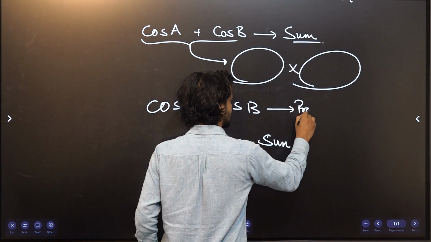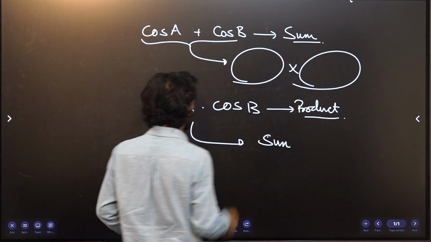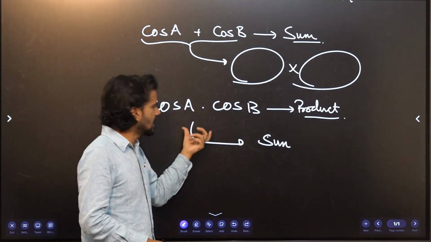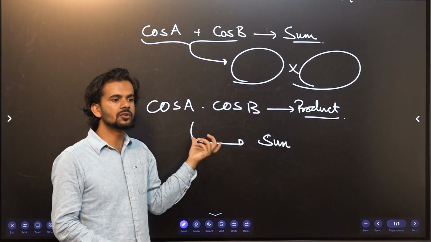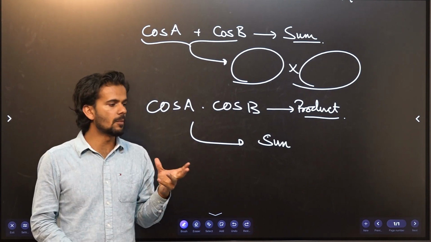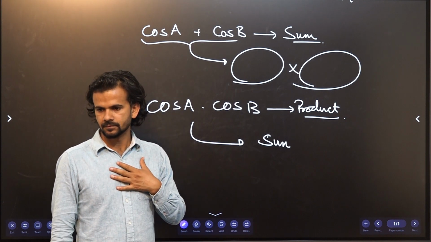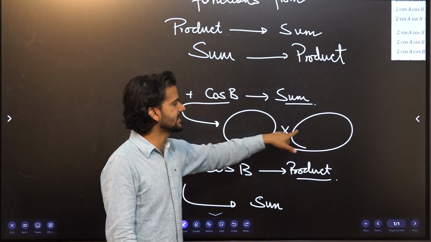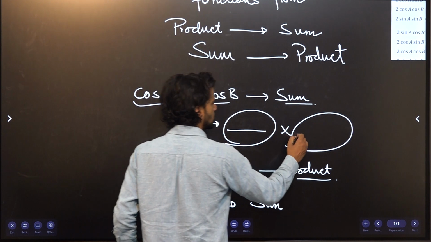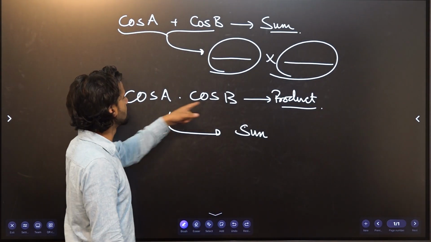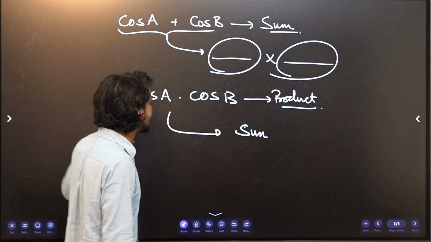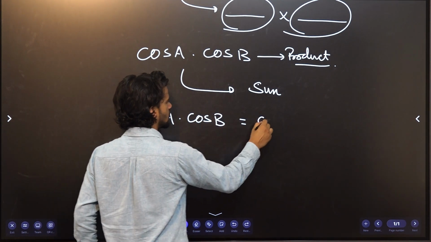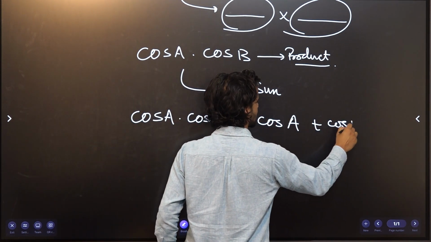This is a product, right? Product cos A times cos B. Can we find a way to express the same thing in the form of sum, in the form of addition or subtraction? Given a sum, can we write it as a product of something into something? And given a product, can we write it as a sum? Can I write cos A times cos B equals cos A plus cos B? Can I do this?